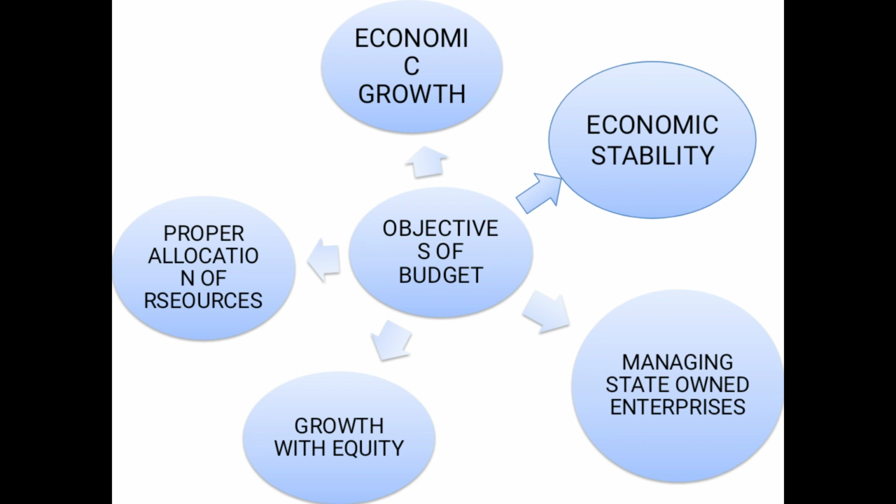Next is economic stability. The economic stability function is also known as the stabilization function, as the government brings some policy measures to control the level of aggregate demand. So using its revenue and expenditure policy, the government ensures economic stability in the economy.